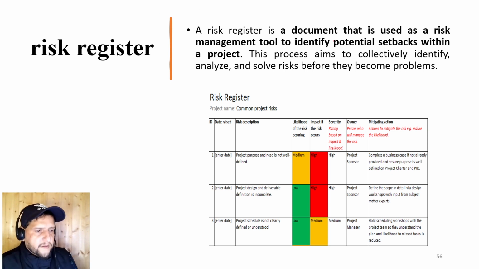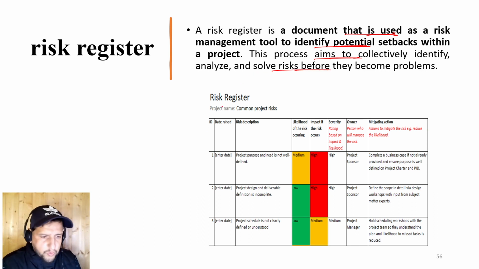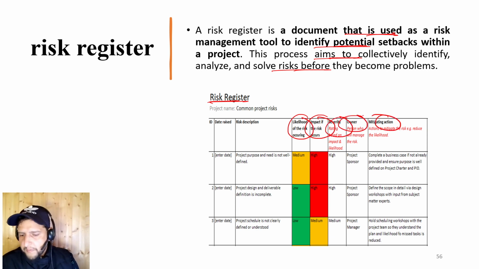There's a risk register. This is a document that is used as a risk management tool to identify potential setbacks within the project. The process aims to collectively identify, analyze, and solve the risks before they become a problem. So this is a risk register. It gives you the likelihood, the impact, the severity, who is the owner, and what is the mitigation action.